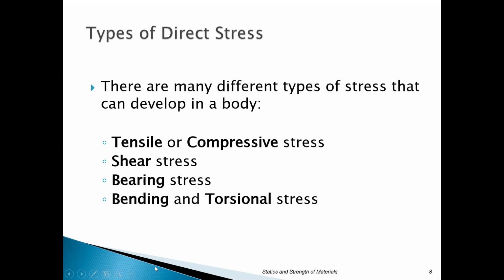Okay, so the most common one, and the one we're going to look at the most in this book, is what's called normal stress, sometimes called simple stress, or we might call it tensile or compressive stress. So in this case, the stress is developing parallel with the force, but the cross-sectional area is perpendicular to the direction of the force. I'm going to draw a couple of pictures of these so you can see this.